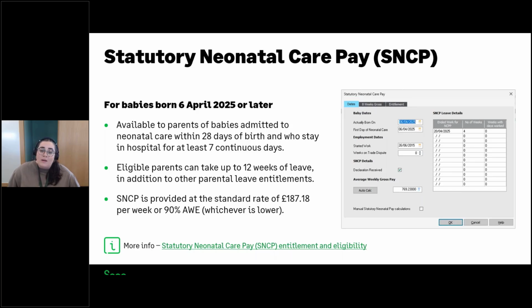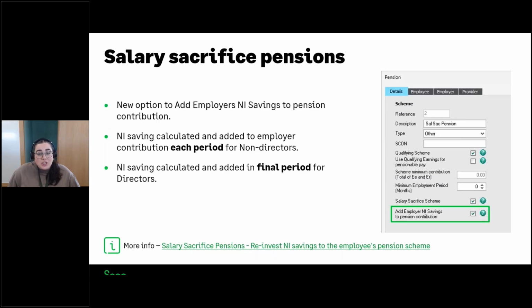Something else new in the programme, which is relating to salary sacrifice pensions. There is a new option to add employers' national insurance savings to employer pension contributions. So the programme will be able to calculate the employer national insurance saving and add that to the employer's contribution, whether that's a fixed amount or a percentage. And it does this for each period for most employees if they're a non-director. It can be done for directors, but it won't be done automatically, and it won't be automatically added until the last period of the tax year for them, just with their national insurance being calculated differently to employees.